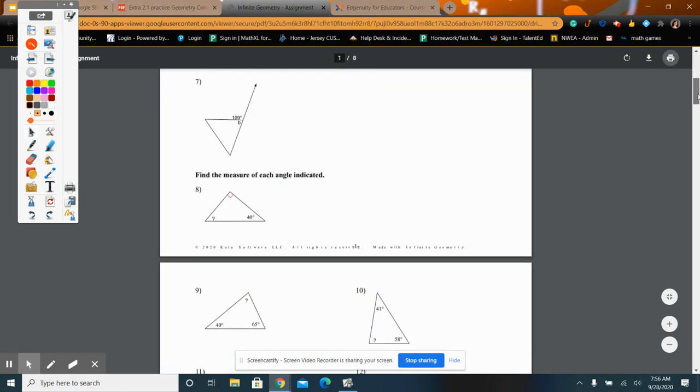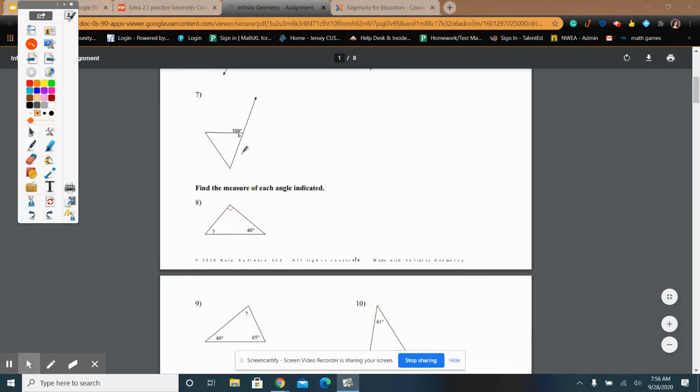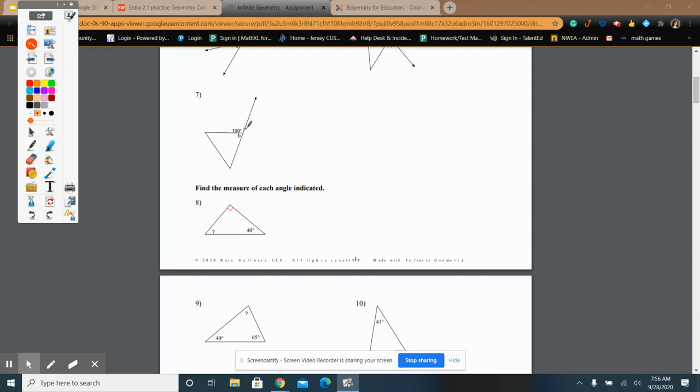Moving on to number five. It looks like I have a triangle, but really what's happening, because that 109 is right next to the B, is a linear pair, a straight line. So we're going to use the straight lines add to 180 again. And I'm going to get 180 minus 109. You can type that in your calculator and get 71 degrees.